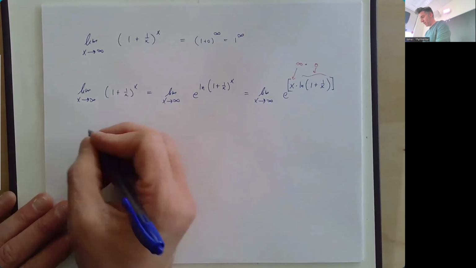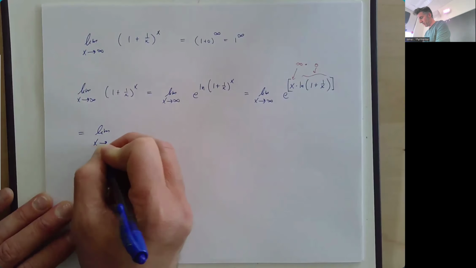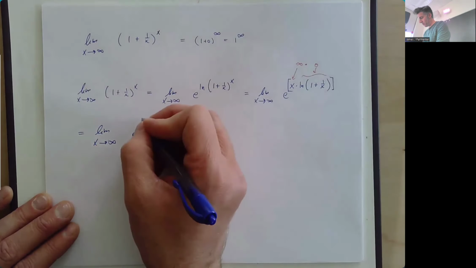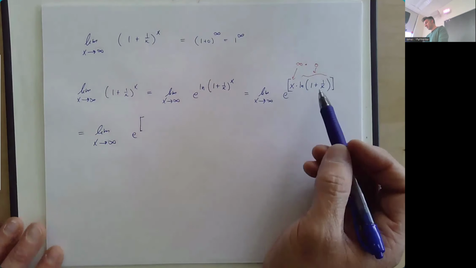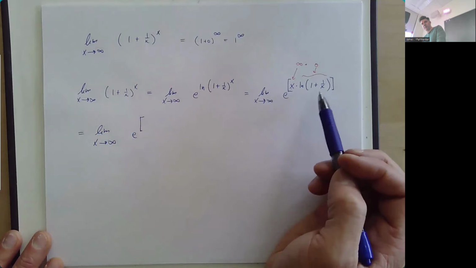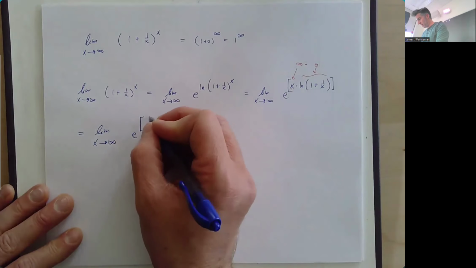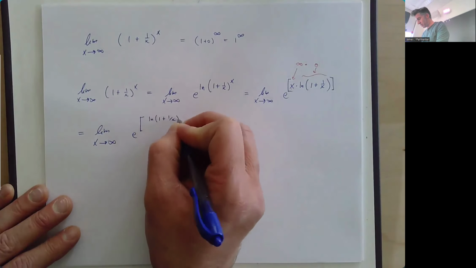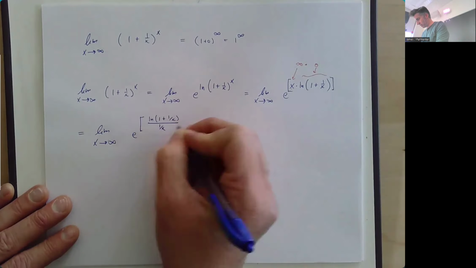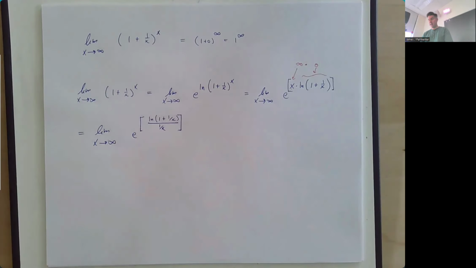So I'm going to rewrite this as the limit as x goes to infinity of e to the, of the two things, the x and the natural log of 1 plus 1 over x, one of those is definitely the simpler thing to put in the denominator. The x should come down to the denominator as its reciprocal, 1 over x. So we're going to write this as the natural log of 1 plus 1 over x, over 1 over x. And now that exponent is in an indeterminate form that we can use L'Hopital's rule on. It's a 0 over 0 form.